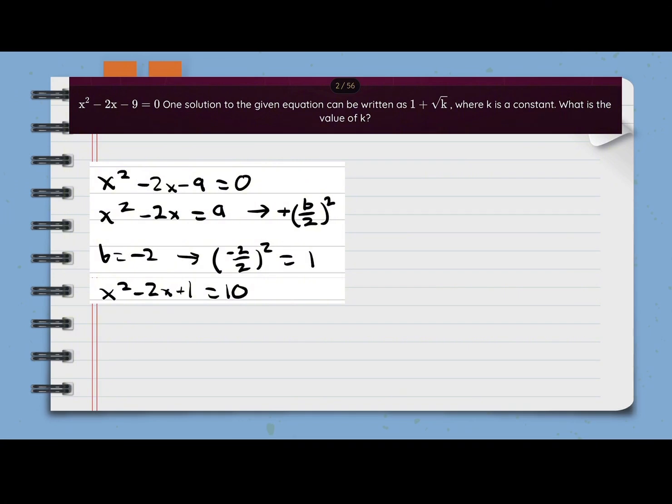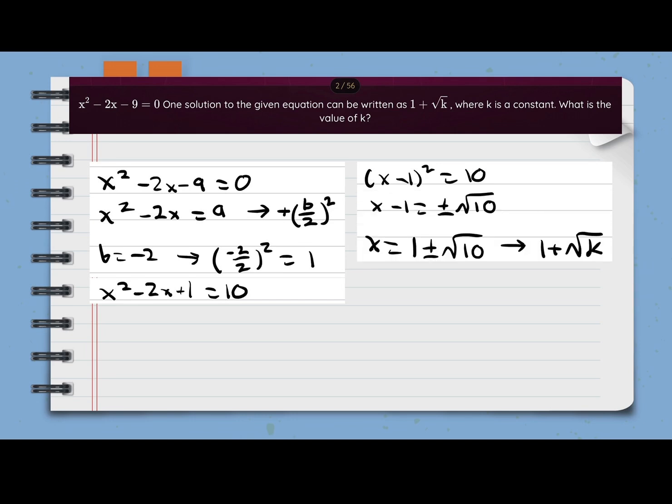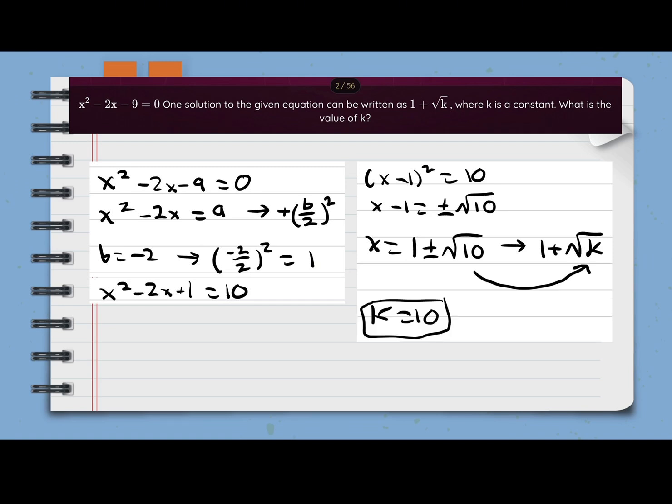And then we just solve for x. We do know that x squared minus 2x plus 1 equals, we did completing the square for a reason, that makes it x minus 1 squared equals 10. Then we just solve for x, and that will leave us with x equals 1 plus or minus root 10. And it says one solution can be rewritten as 1 plus root k, which in this case just means k equals 10.